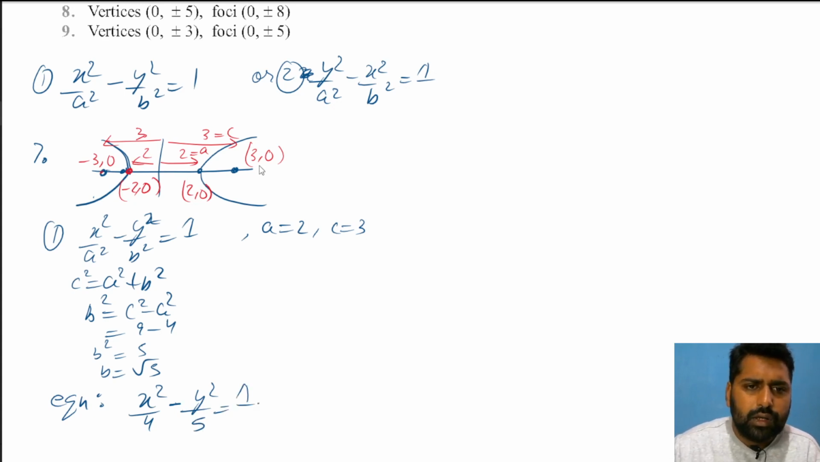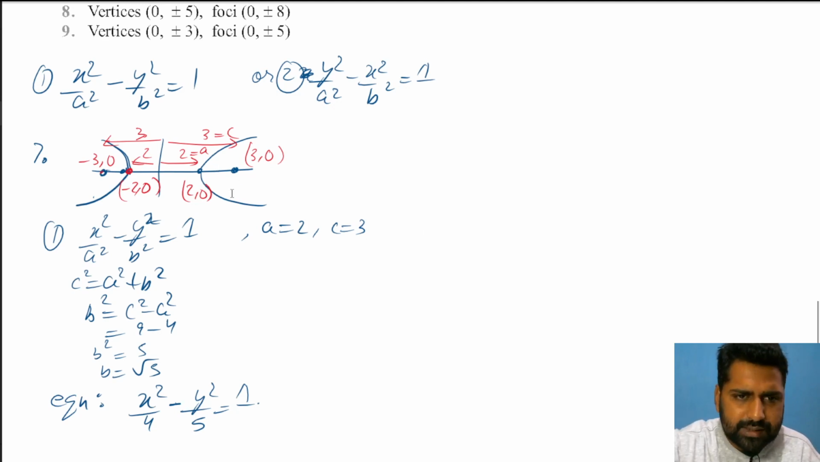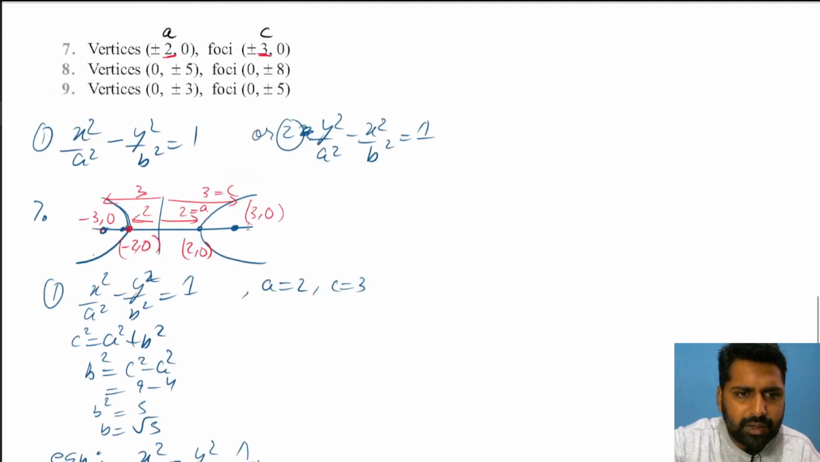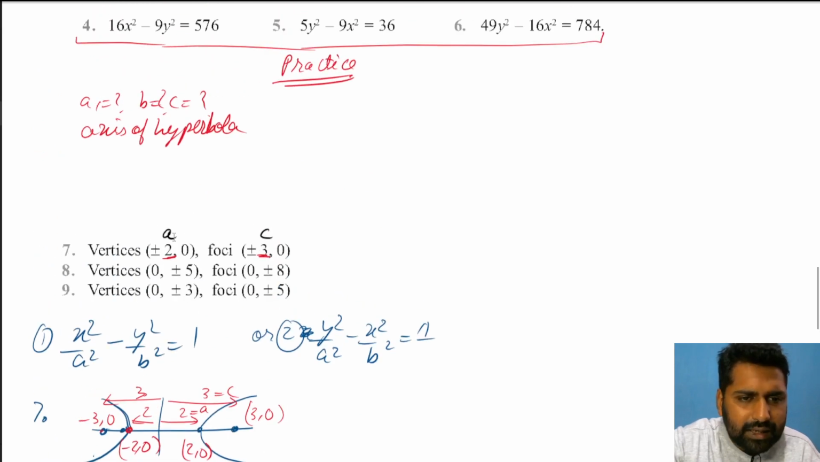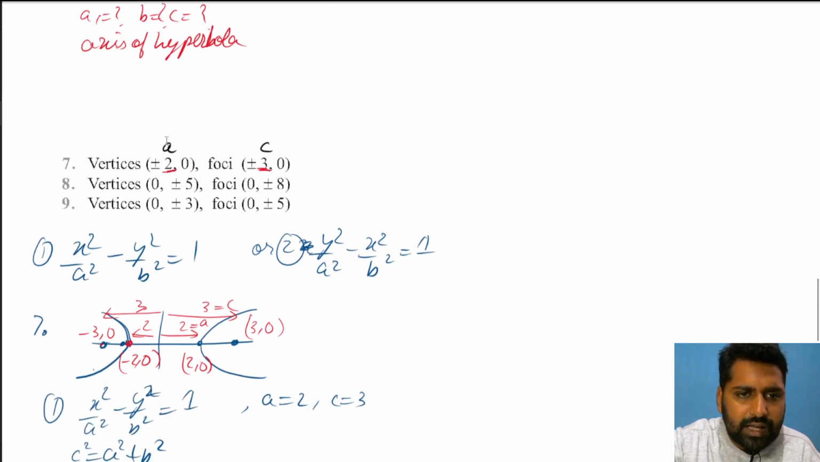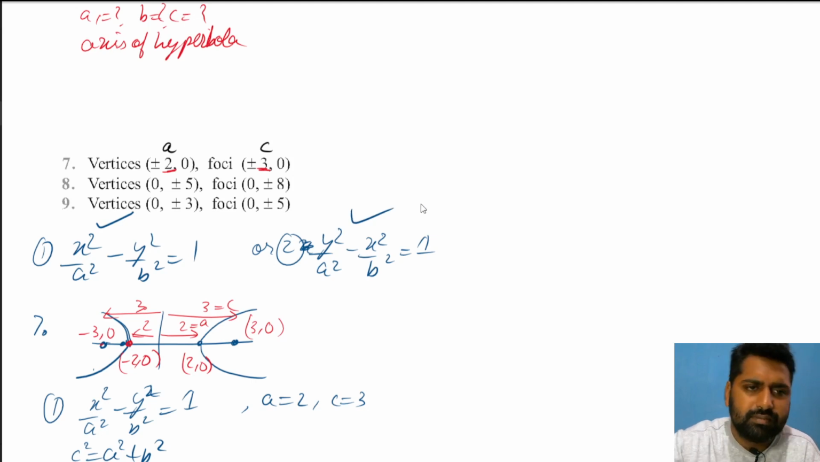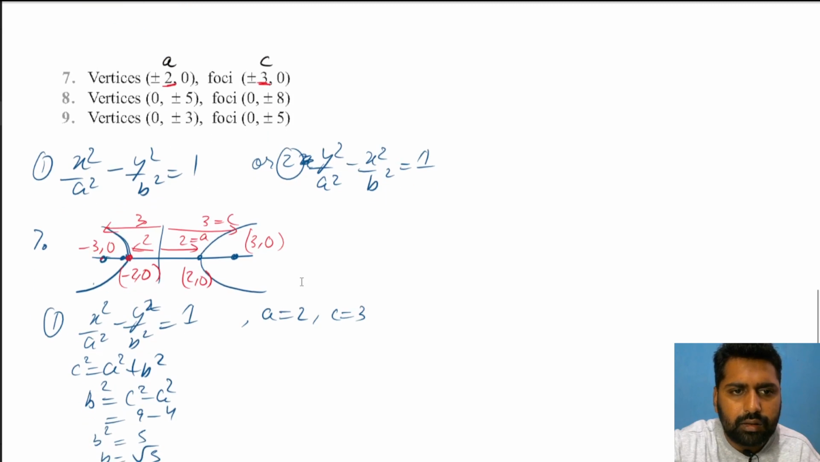You don't have to actually draw this to understand. It just makes understanding slightly better what's happening. Plus you can directly always do: vertices are A, focus is C. If they are on the x-axis, you use the first equation. If they are on the y-axis, use the second equation. As simple as that. So I'll not be drawing any hyperbola now. I'll be doing it directly from an MCQ point of view.